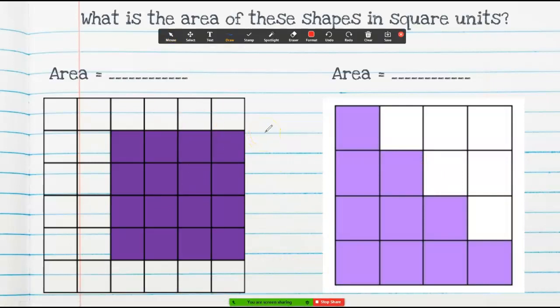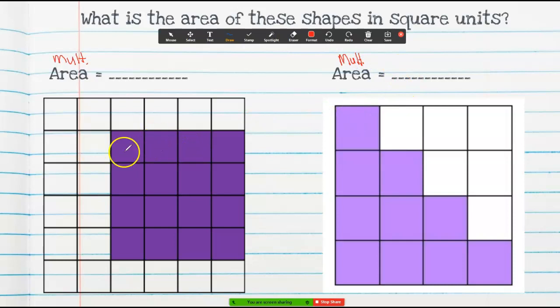Okay, so remember, area is everything that is shaded. So perimeter is the outside edge, but area is all of it, okay? So when you see the word area, you're going to associate that with multiplication. Perimeter is addition, area is multiplication.